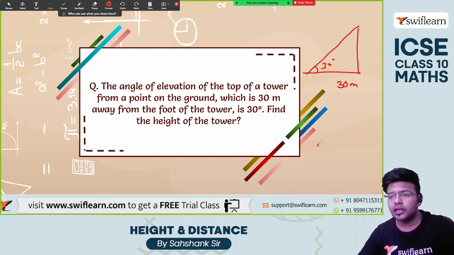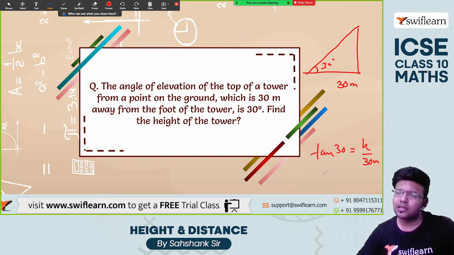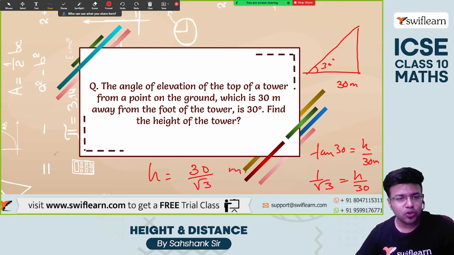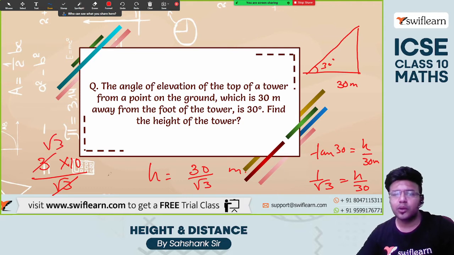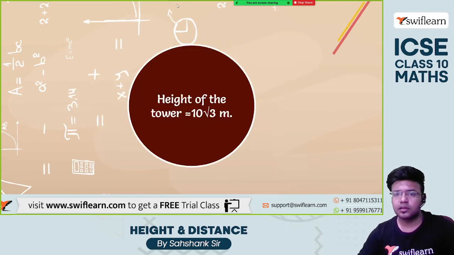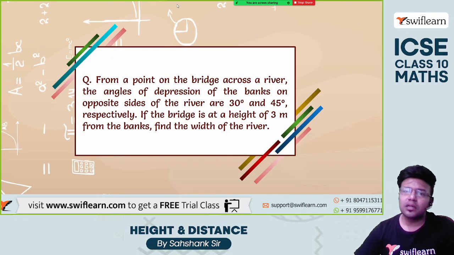So tan 30 is equal to height of the tower by 30 meters. Tan 30 is 1 by square root 3, equals h by 30. So h is equal to 30 by square root 3 meters. This also can be written as, see, 30 can be written as 10 into 3 divided by square root 3. This cancels, we have square root 3. So h is 10 square root 3 meters. Both the answers are right. 10 square root 3 meters is the right answer.